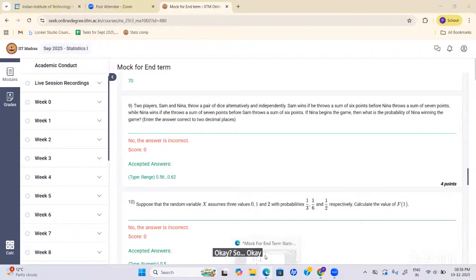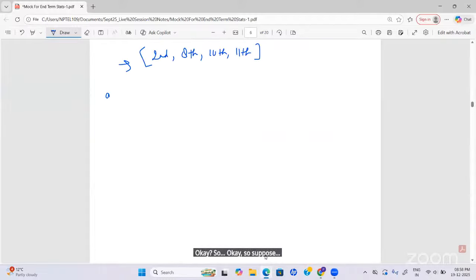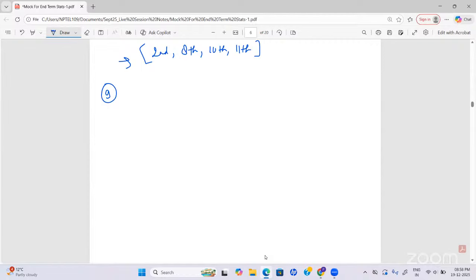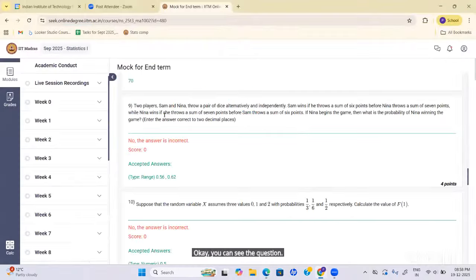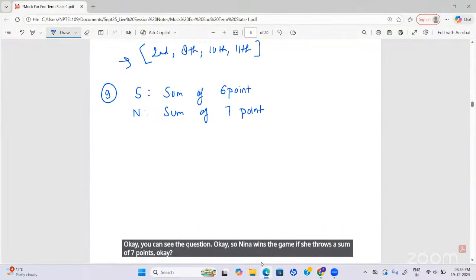So suppose, when Sam is winning the game, when he gets a sum of 6 points, I'm taking this S as the sum of 6 points. And N is for Nina, and she is winning the game when she gets a sum of 7 points. You can see in the question, Nina wins the game if she throws a sum of 7 points. You can take any variable, as I have taken S and N here.